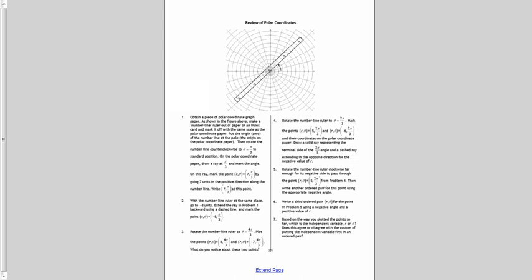Hello, today's lesson is a review of polar coordinates. We're going to start, I've got two separate videos. This one is just about polar coordinates. We're just going to be plotting points in this first one.